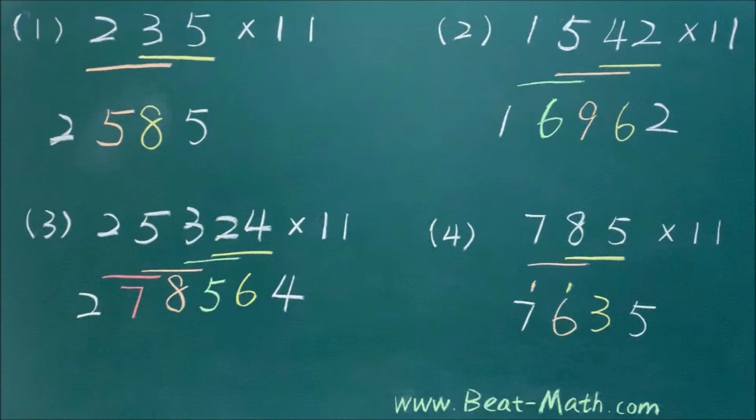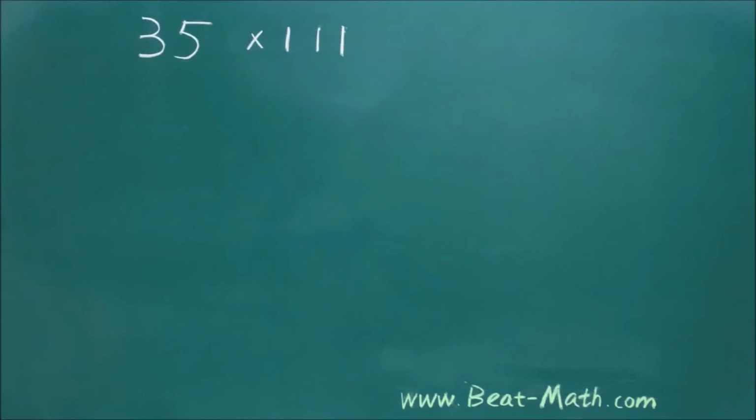5 plus the extra 1 equals 6, which should be placed next to the 7, and the extra 1 should be added to the first number 7, and that's 8. So we get the answer 8,635. It's the same method when solving similar problems with 4, 5, or 6-digit numbers, which you can even practice by yourself. And now let's learn how to multiply a number by 111.